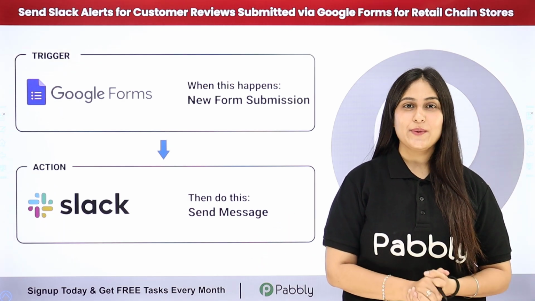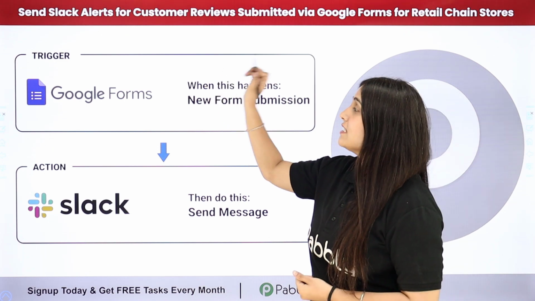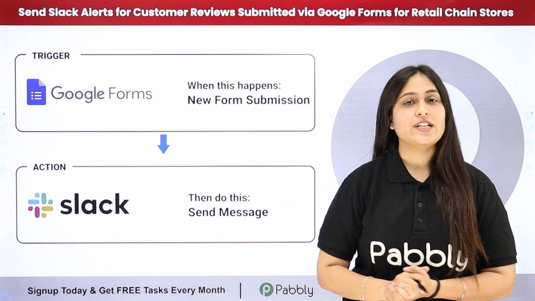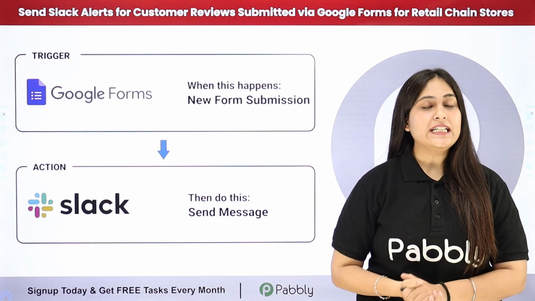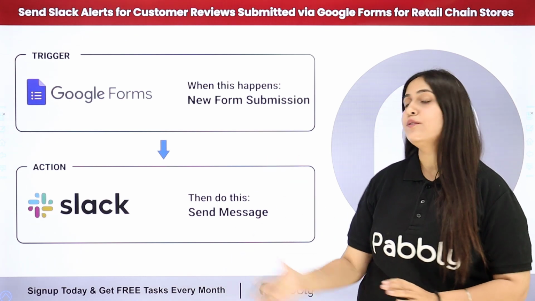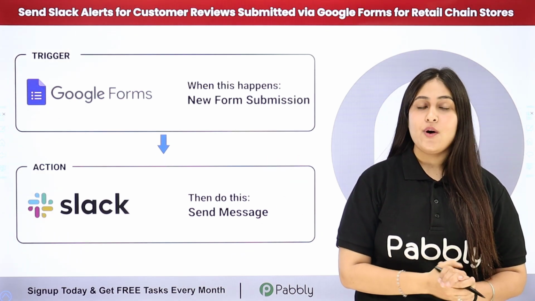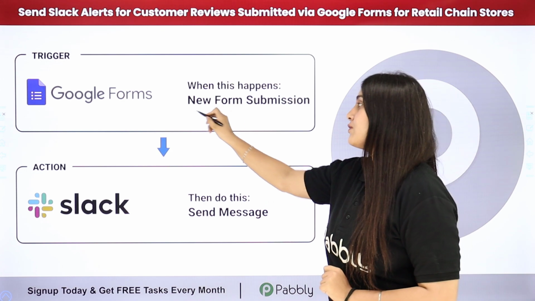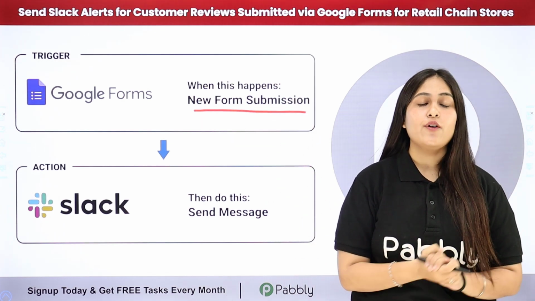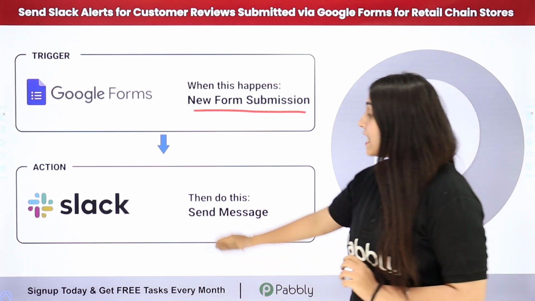So in this video we are going to understand how to send Slack alerts for customer reviews submitted via Google Forms for retail chain stores. So I am an owner of a retail chain store, and to receive reviews from my customers I have created a Google form. Now in this case I want that whenever a new form submission is received through my Google Forms, then automatically my team should get updated about the customer review received on a Slack channel.